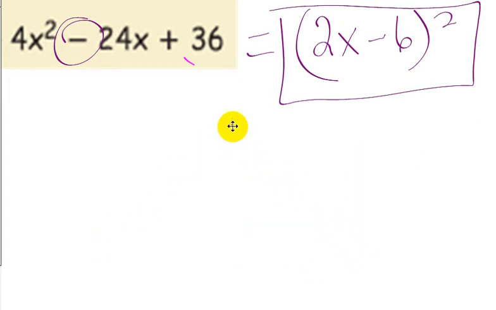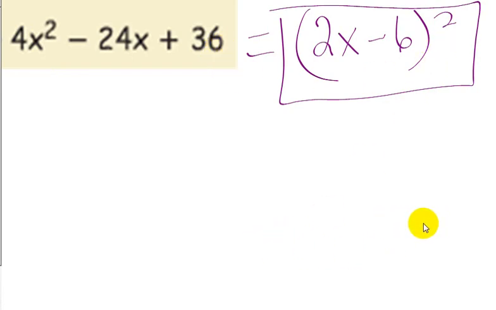Once you realize you've got a perfect square to begin with and to end with, multiply those roots together, double it, and see if it matches your middle term. If it does, it's just going to be a minus b squared.